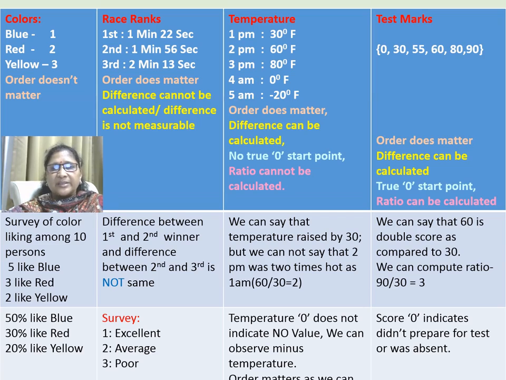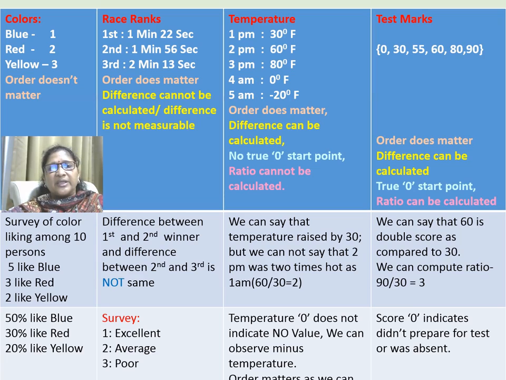Let us look at one more example, a temperature. At 1 p.m. we noted the temperature as 30°F, at 2 p.m. 60°F, and so on up to 5, and at 5 a.m. it was minus 20°F. Again, the order matters, because we are noting down at some particular interval which is to be counted. The difference can be calculated. There is a difference of 30°F between 1 p.m. and 2 p.m. We can say that there is a rise of 30 degrees from 1 p.m. to 2 p.m.